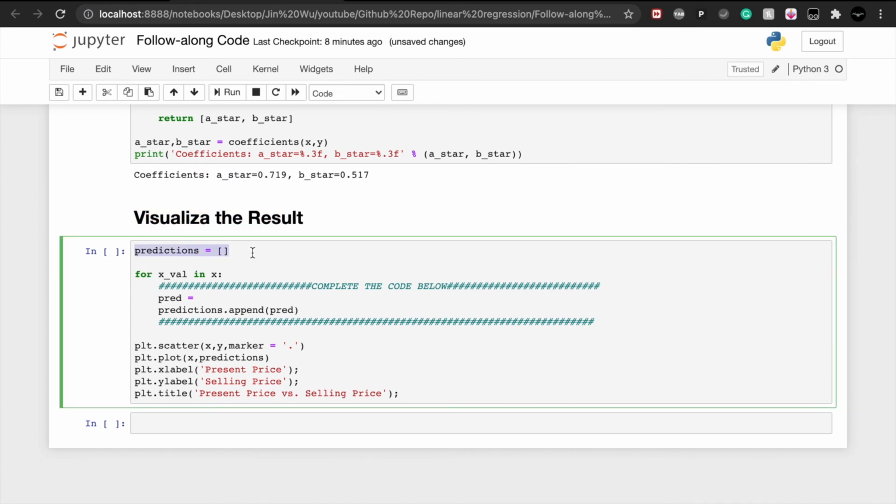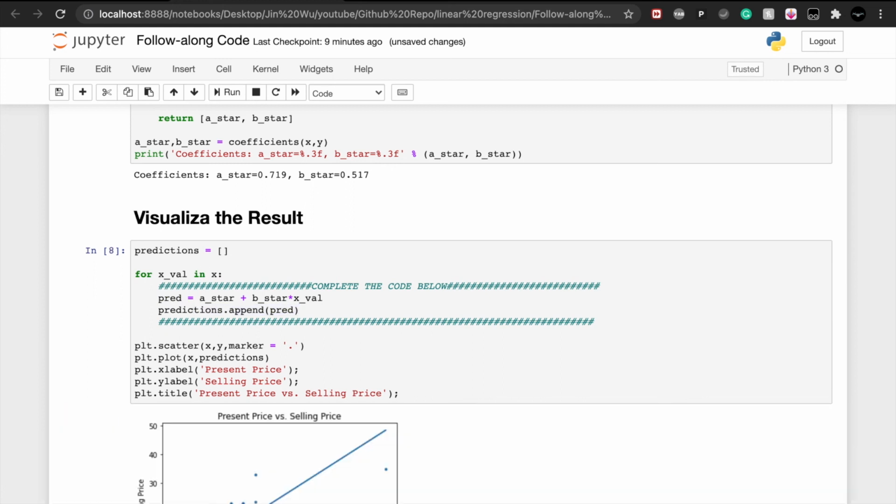So I made an empty list called predictions, and I loop through each x value, and I'm going to make a prediction on what the selling price will be, and then append it to the predictions, and then we're going to draw a line graph together with the ground truth data as a scatter plot. So let's first make our predictions. For each value, we need to have A star plus B star times the x val. This will be our predictions, and we'll append it. And actually, let's look at the plot.